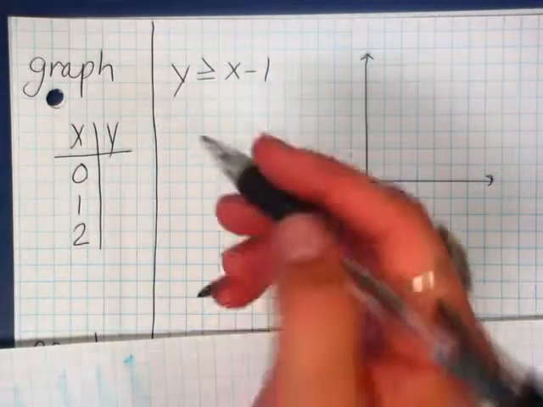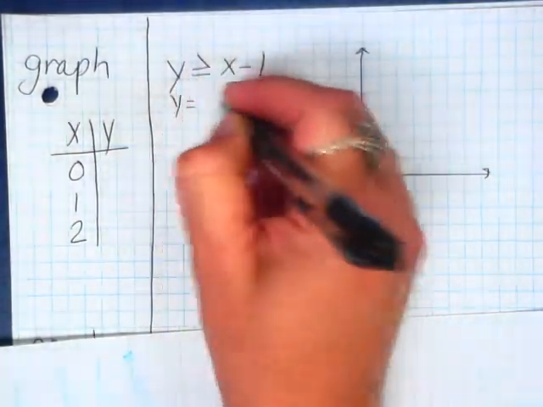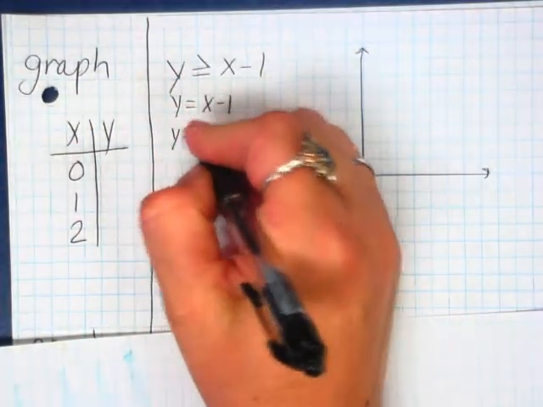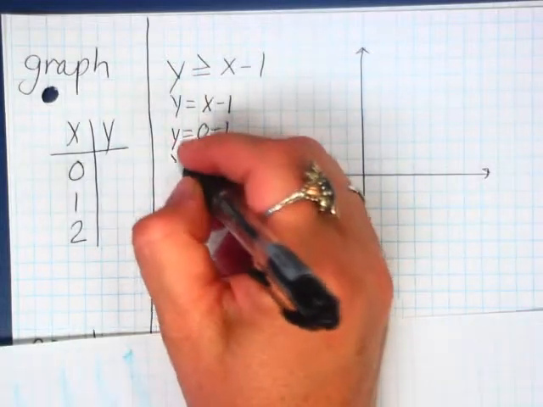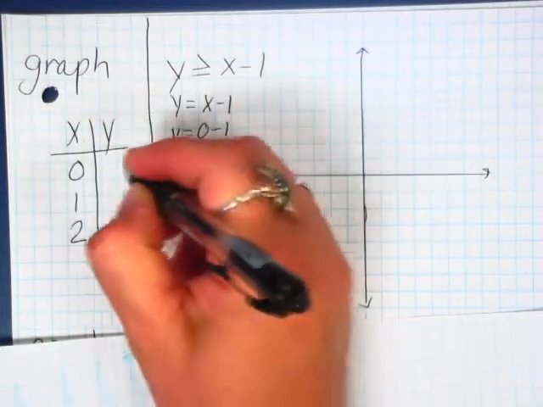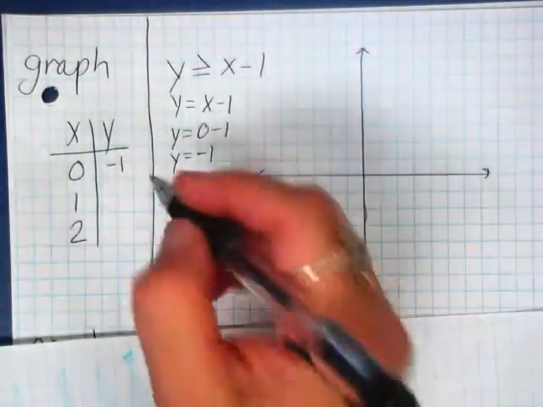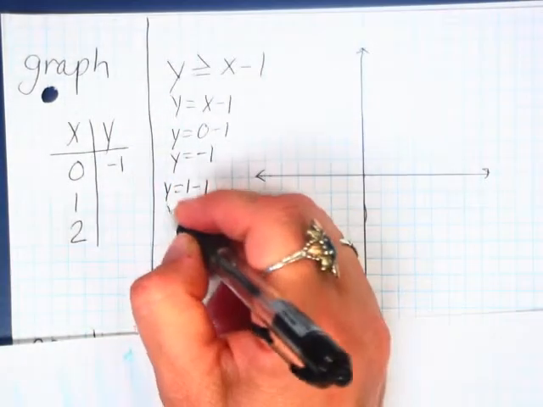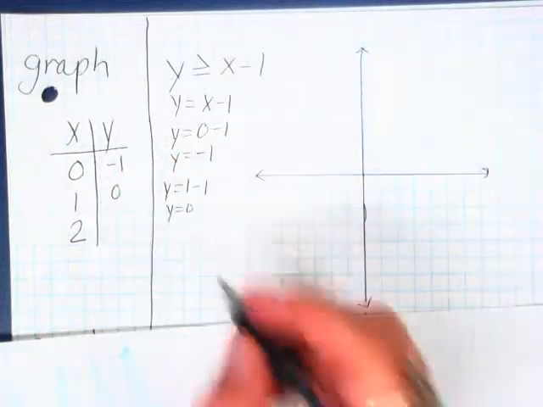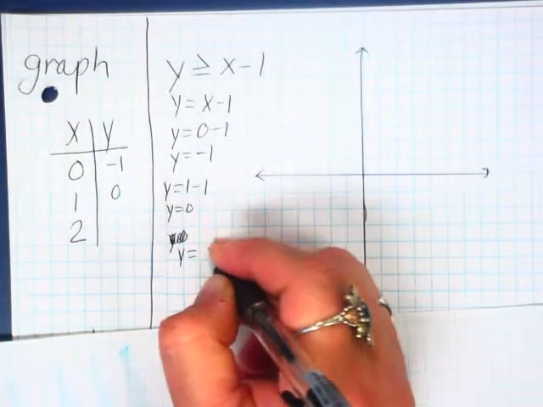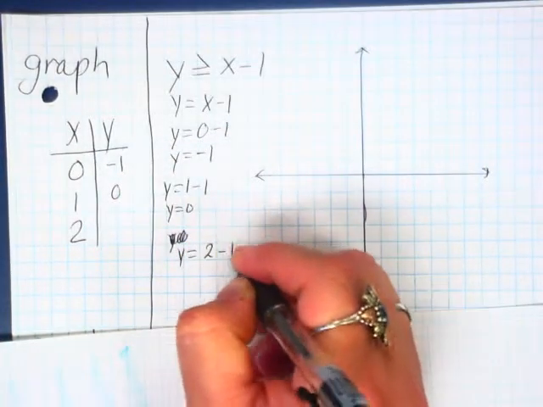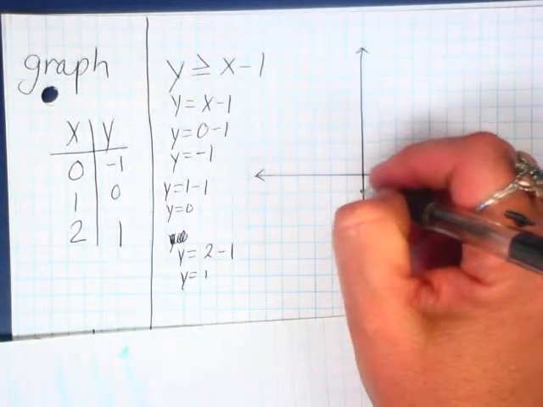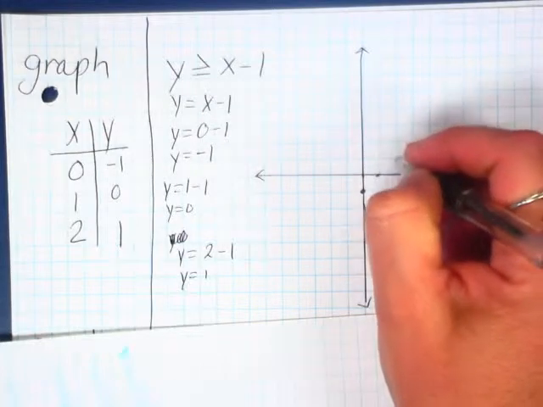We're going to graph. We're going to pretend it's an equal sign. We're going to plug that 0 in for x and see what happens. Well, 0 minus 1 is negative 1. Fairly easy one. Let's try it and see what happens when x is 1. I get 1 minus 1, which is 0. And then what happens if x is 2? And 2 minus 1 is 1. So we have the points 0, negative 1, 1, 0, and 2, 1.